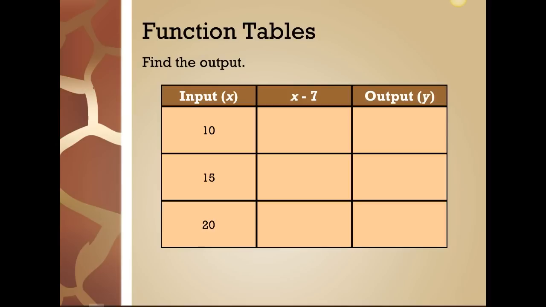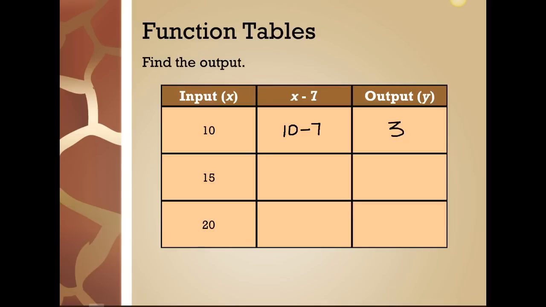In our first example, we are going to find the output by completing the function table. We will put the values given in the input column into the function rule and find the output. We will start with putting 10 in for x. 10 minus 7 is 3, so that is our output.